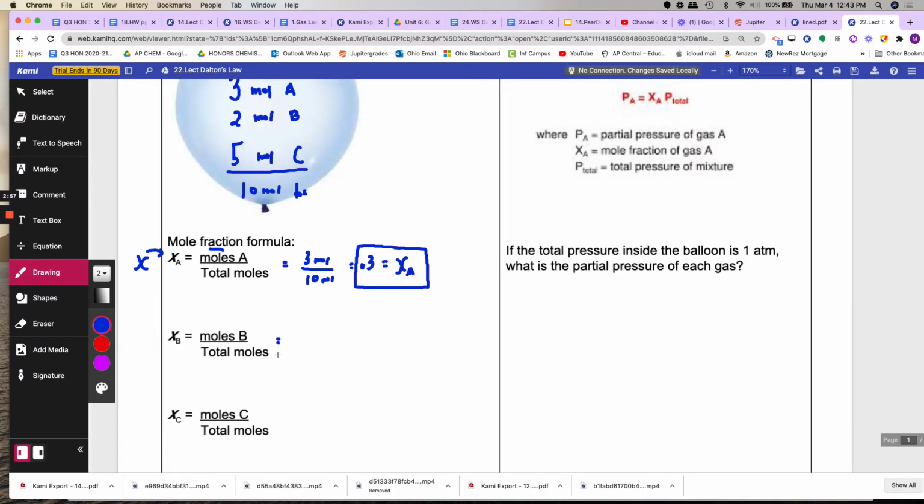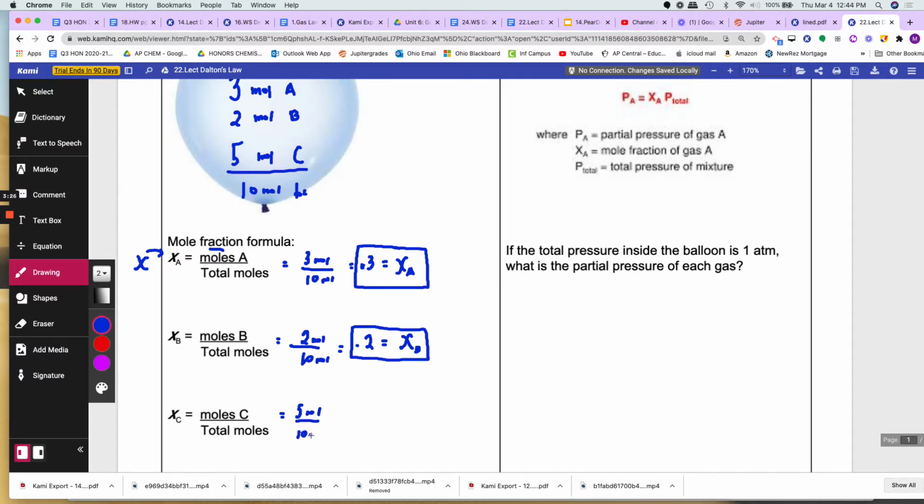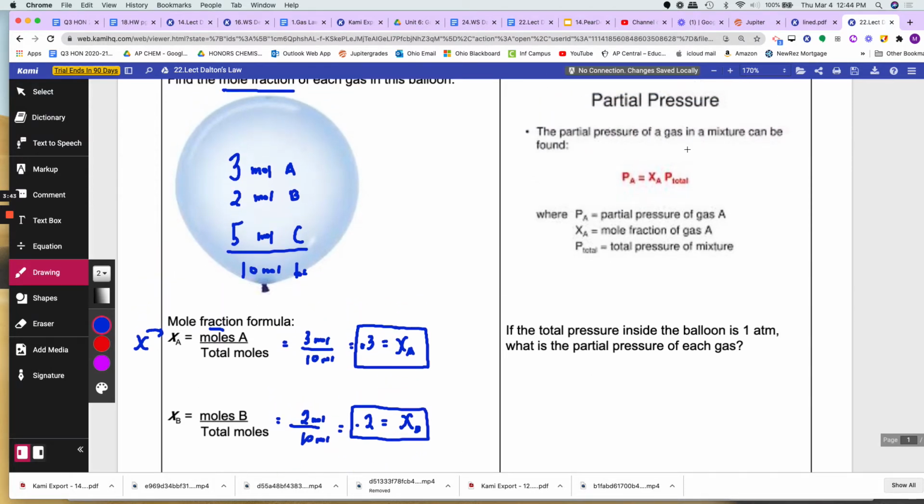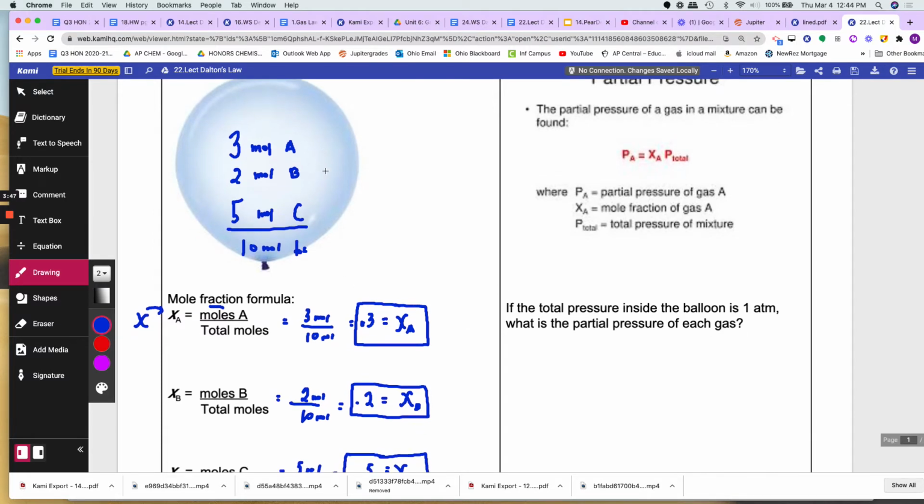The mole fraction of B would be, go ahead and pause the video and do it yourself. It would be 2 moles divided by 10 moles, which is equal to 0.2. There would be no units. This is the mole fraction of B. And of course, the mole fraction of C would be 5 moles over 10 moles, which equals 0.5. Notice the mole fractions should all add up to 1, just like percentages add up to 100.